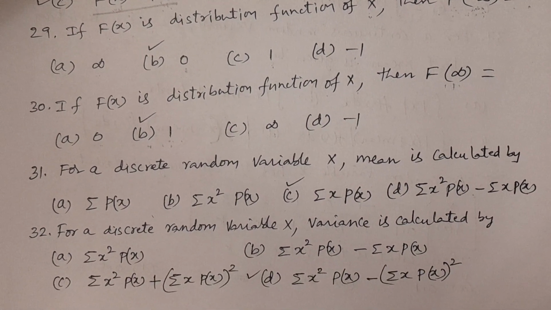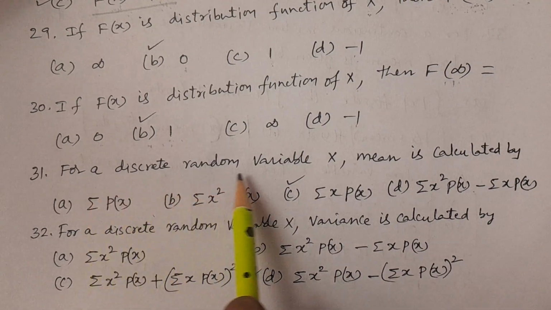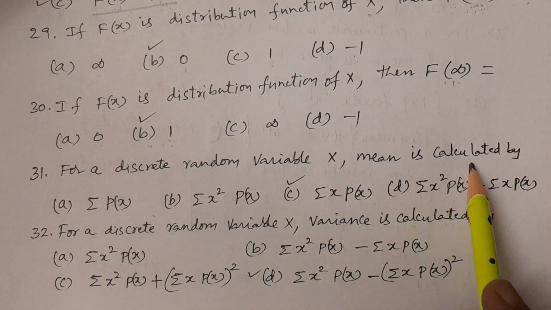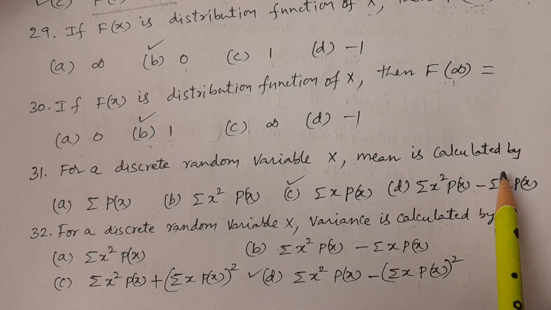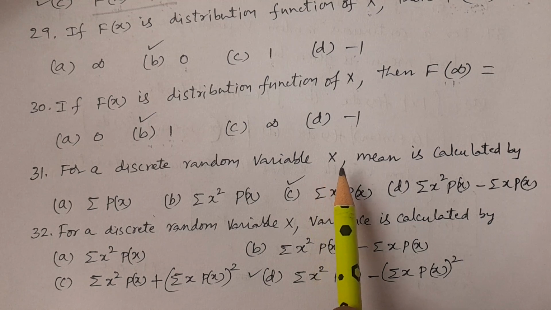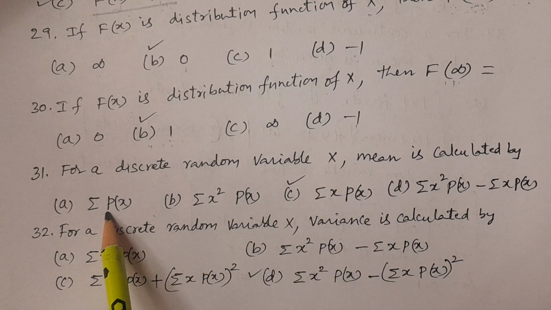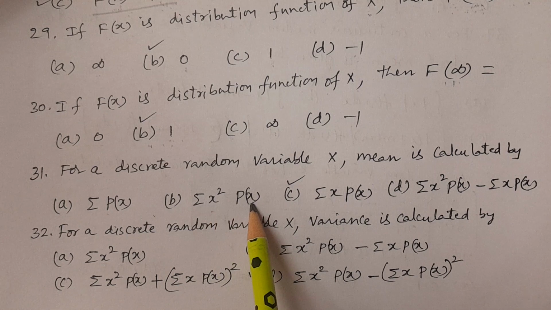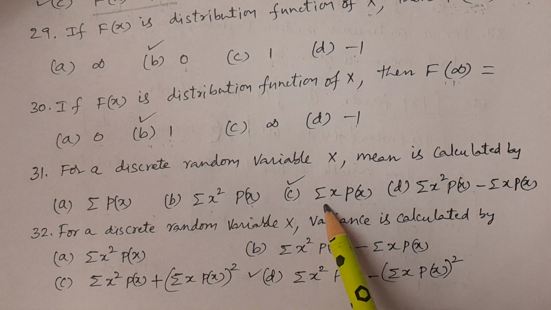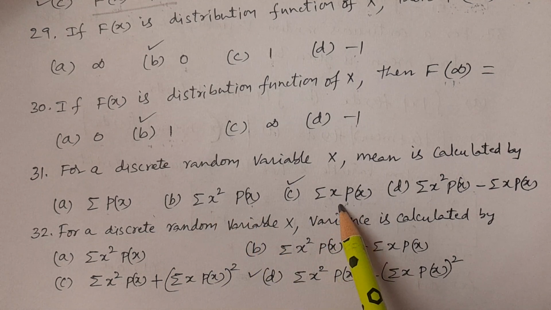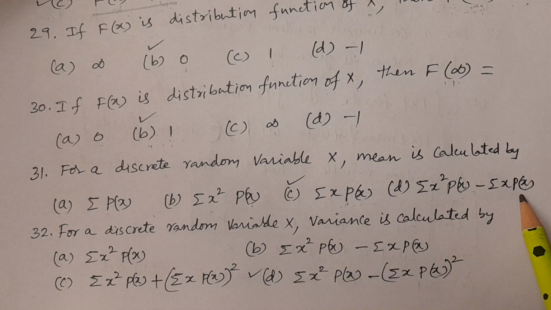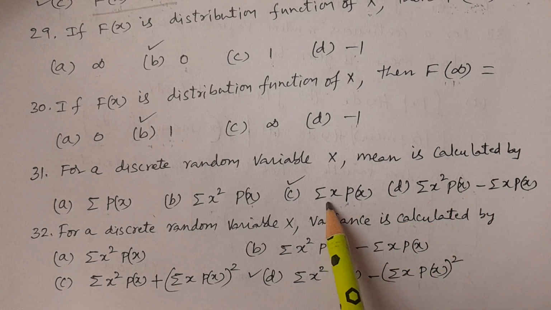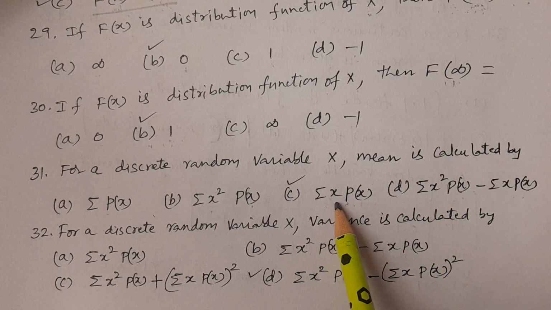Next, question number 31. For a discrete random variable capital X, the mean is calculated by. So it is a simple formula of mean. For a discrete random variable, remember, always we use summation. Summation P of X, no. Summation X square P of X, it is also not correct. Summation X into P of X, this is the formula of the mean. Summation X square P of X minus summation X P of X, no. So the correct answer is option C, summation X into P of X, it is a simple formula.